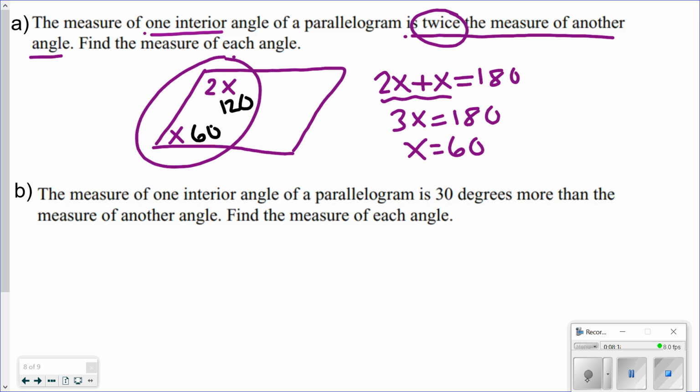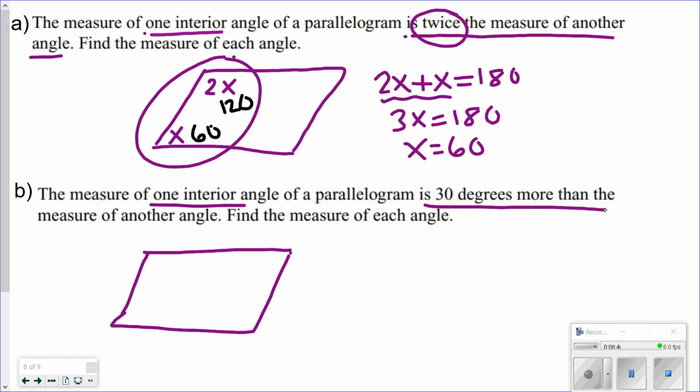Now let's move on to B. The measure of one interior angle of a parallelogram is 30 degrees more than the measure of another angle. Find the measure of each angle. Once again, I'm going to pause this and draw out my parallelogram. All right, so this time we are told that one interior angle is 30 degrees more than the measure of another angle. So 30 degrees more gives you a hint that we're going to be using addition, plus 30. So if my small angle, once again, I'm going to call that x, that means that the large angle is going to be x plus 30.